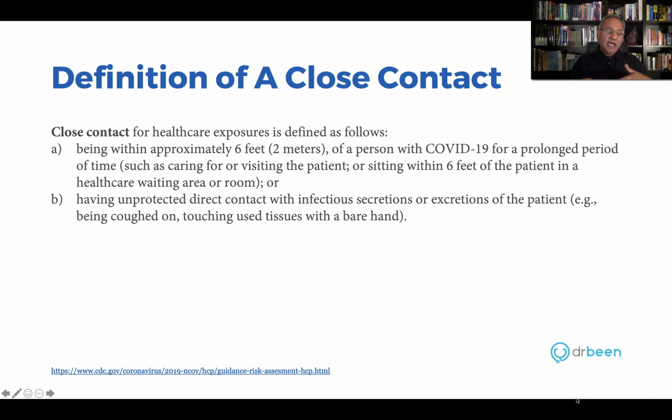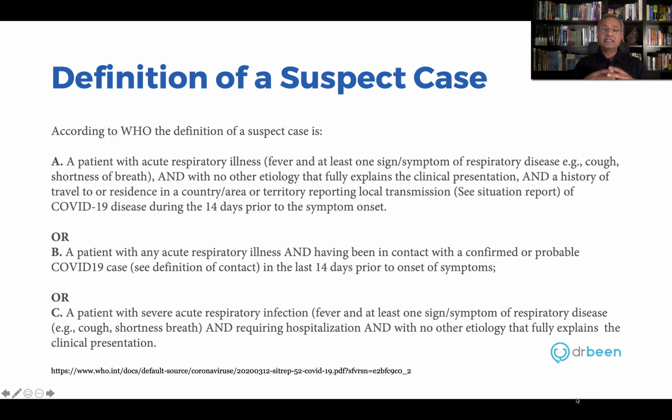For example, they are healthcare workers taking care of the patients, or family members of the patients, or visitors of the patient, or they've been sitting next to them in clinical settings for a prolonged period of time. Or the other case of a close contact is when someone has come into contact with the secretions or excretions of a COVID-19 patient, for example saliva or tears or nasal secretion or stools of a patient. With this being the definition of close contact, now let's look at the case definitions.